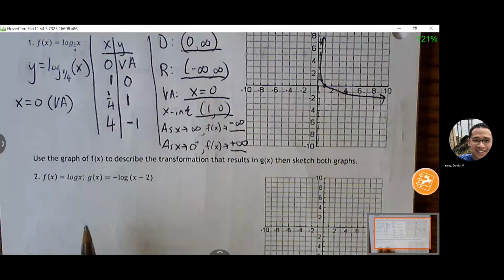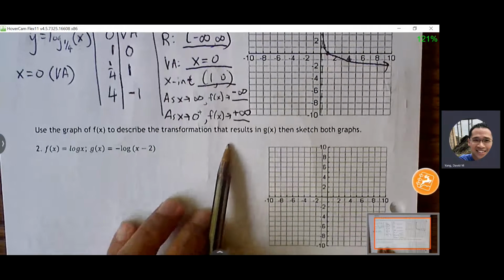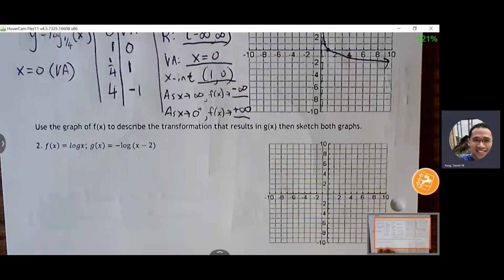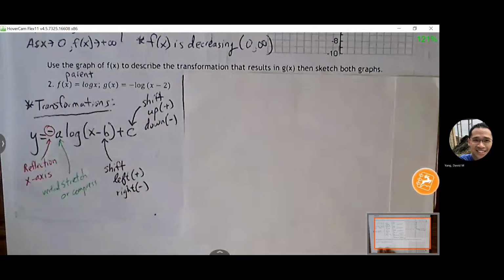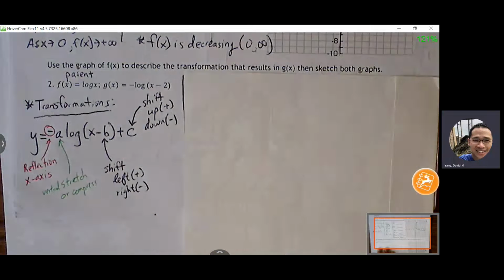Okay, number 2. Says use the graph to describe the transformations that result in g of x, then sketch both graphs. So let me have you copy this down here. These are the transformations that can occur with any parent function, but for us, we're going to talk about log functions.